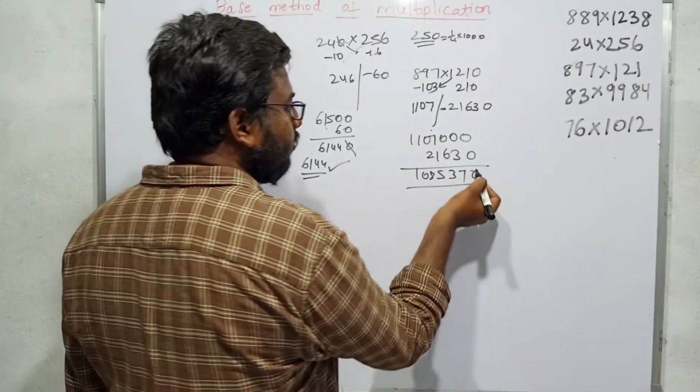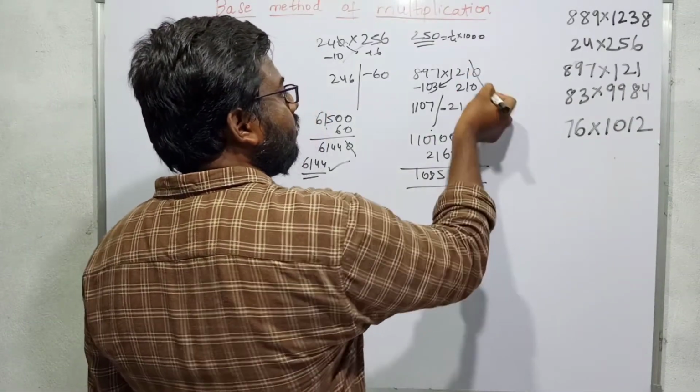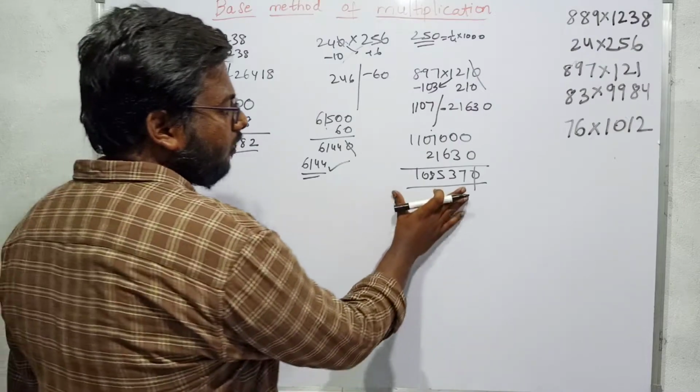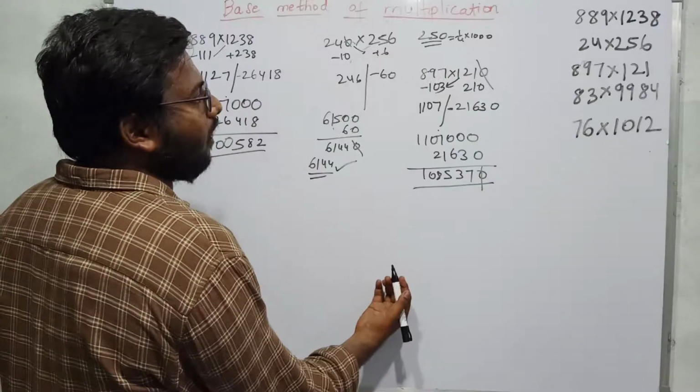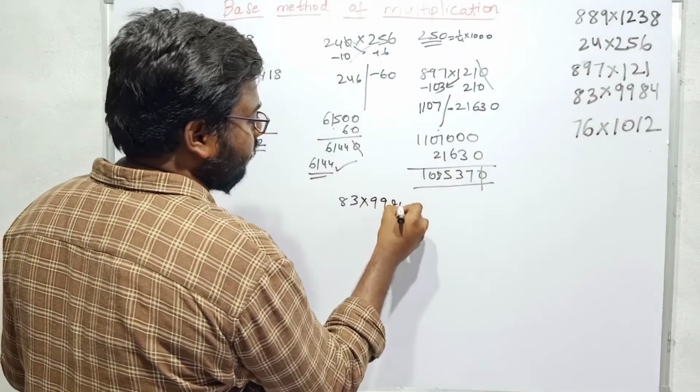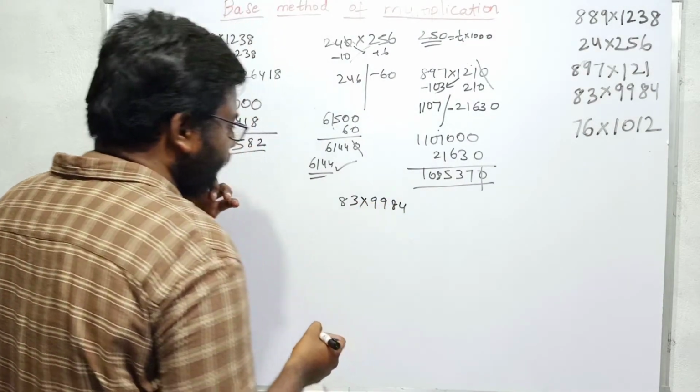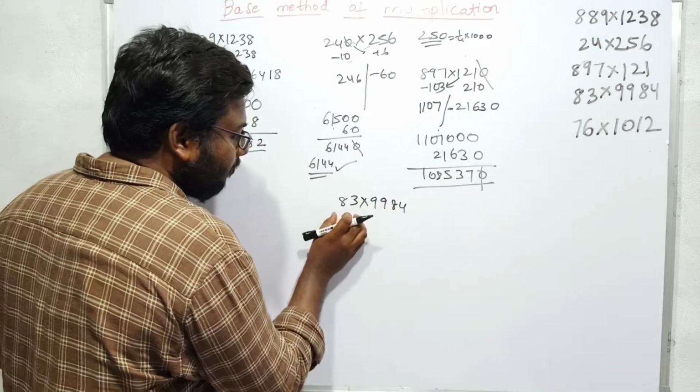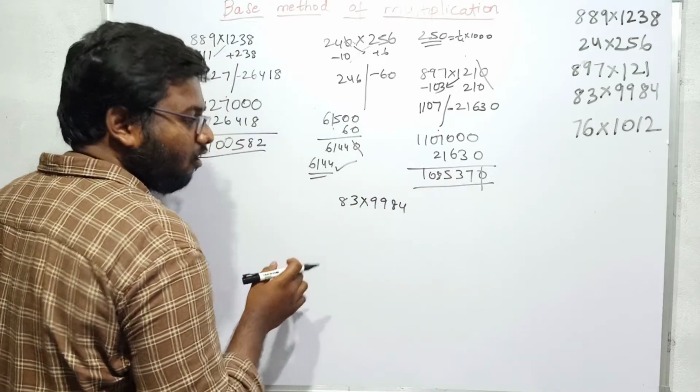108537. You need to cancel 0 here and 0 here. Then the result we will get is this. Calculate 83 into 9984. Then, if we observe this clearly, these two numbers are not close.